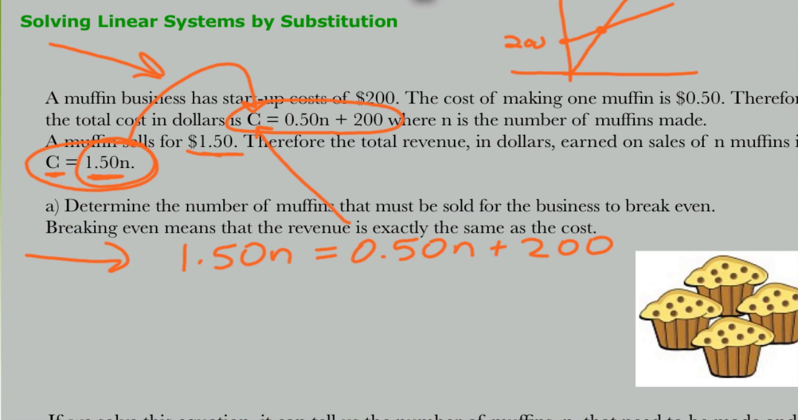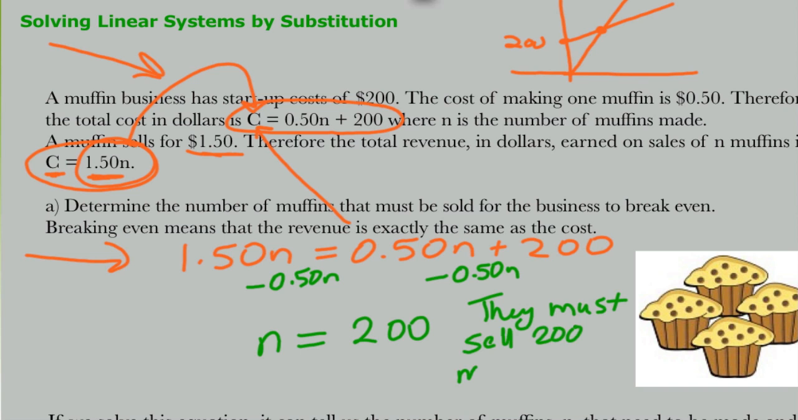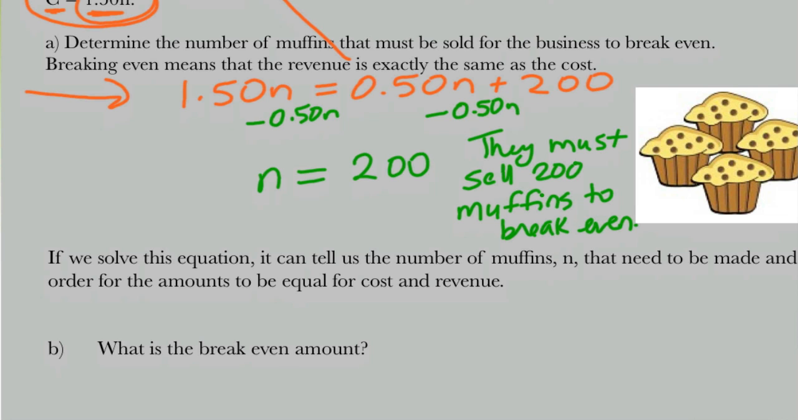So what we would do is subtract 0.50n from both sides, so that on the left-hand side, $1.50 minus 50 cents is 1n, and on the right-hand side, we just have 200. What that tells us actually means something in this case. They must sell 200 muffins to break even. If we wanted to find the break-even amount, that is the C value.